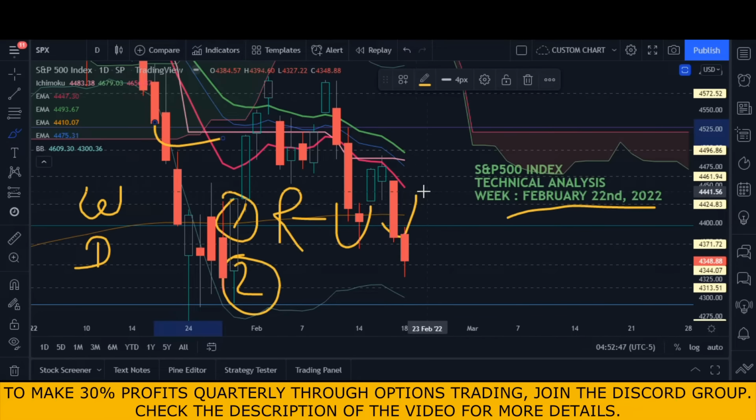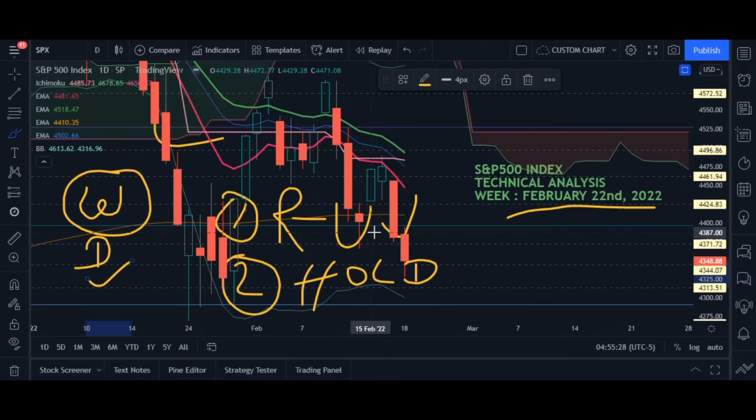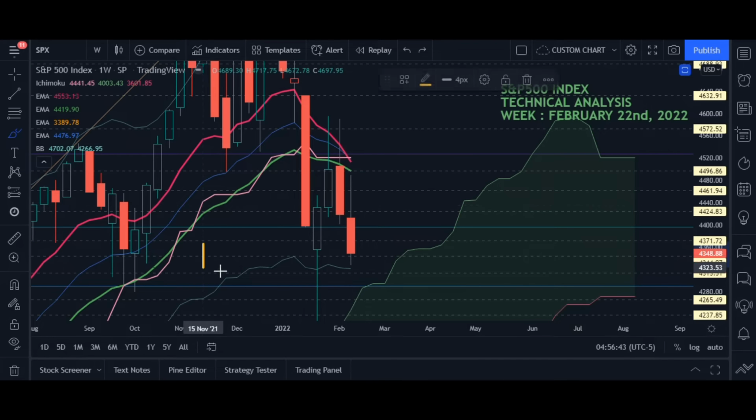Okay guys, these are the two things that I wanted to share here. Now let's do the technical analysis. First we will do it on the weekly chart, and then we will go to the daily chart. So we are here on the weekly chart. Weekly chart means one candle represents 1 week, not 1 day or 1 hour. Now let's do the technical analysis on this weekly chart.